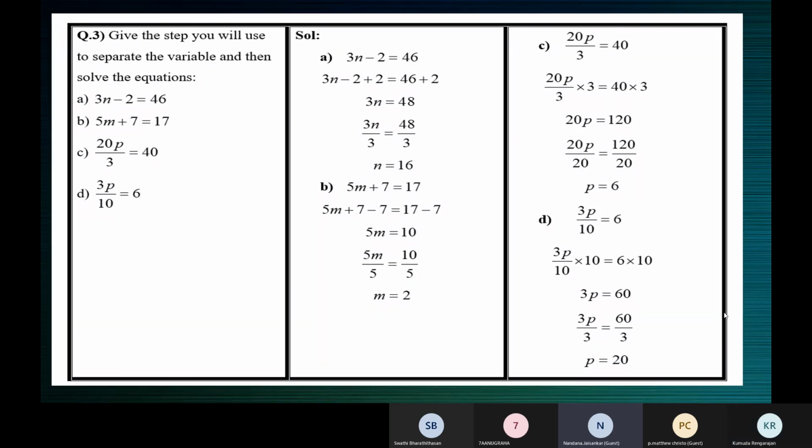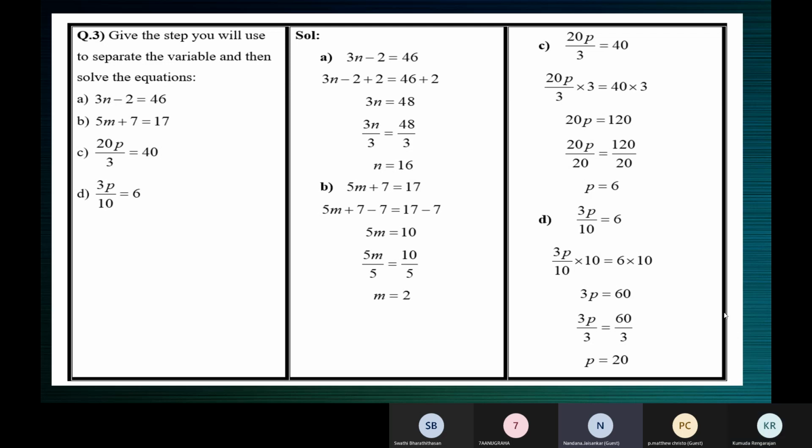So we should multiply both the left hand side and right hand side. First we are trying to remove 3, then we'll remove 20. So from p, we have to remove 20 and 3. First we're removing 3, then we'll remove 20.